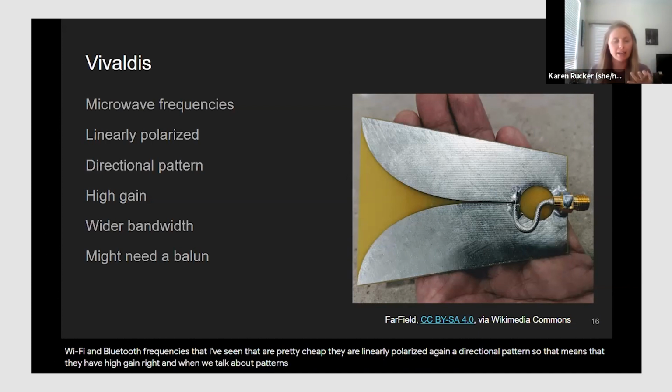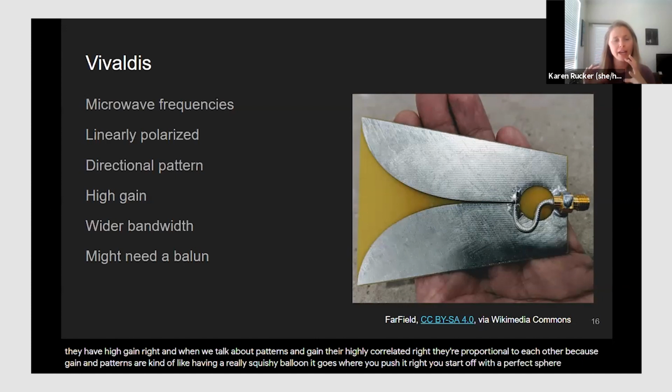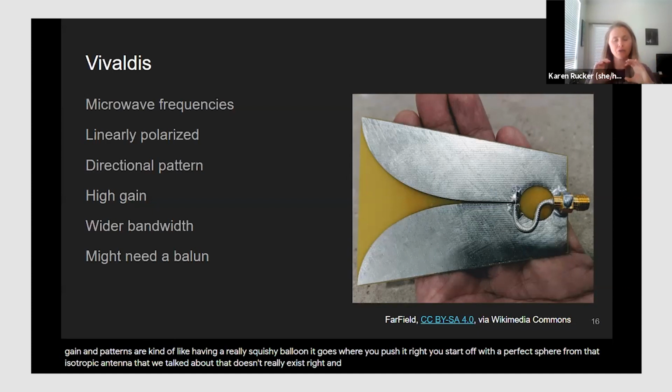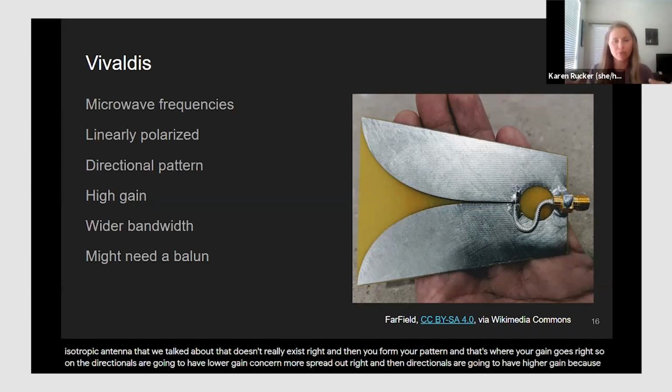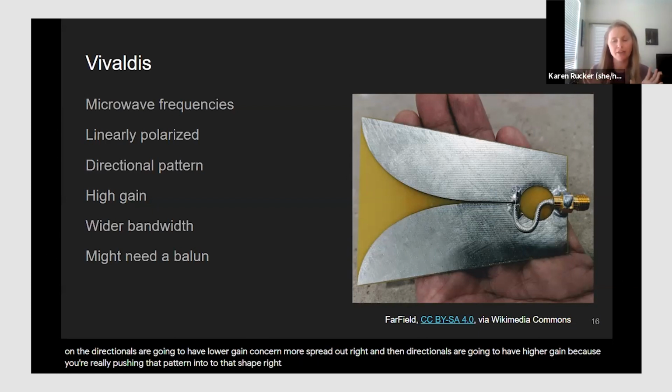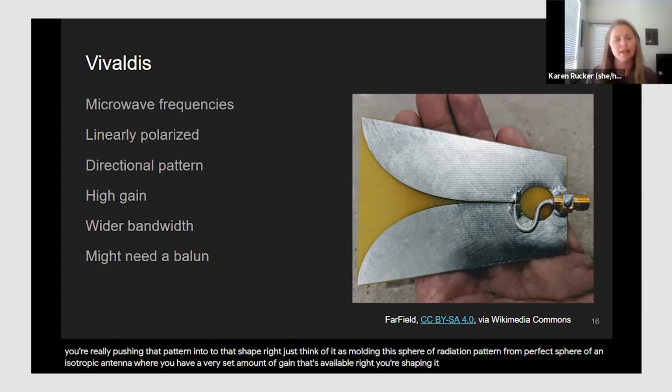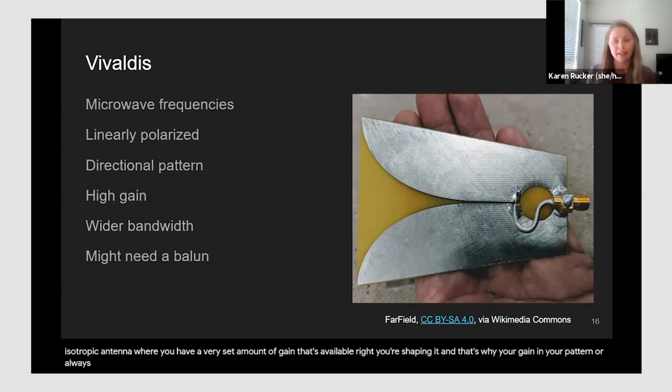And when we talk about patterns and gain, they're highly correlated, right? They're proportional to each other, because gain and patterns are kind of like having a really squishy balloon. It goes where you push it, right? You start off with a perfect sphere from that isotropic antenna that we talked about that doesn't really exist, right? And then you form your pattern, and that's where your gain goes, right? So omnidirectionals are going to have lower gain because they're more spread out, and directionals are going to have higher gain because you're really pushing that pattern into that shape, right? Just think of it as molding this sphere of radiation pattern from a perfect sphere of an isotropic antenna where you have a very set amount of gain that's available. You're shaping it. And that's why your gain and your pattern are always highly correlated, right?